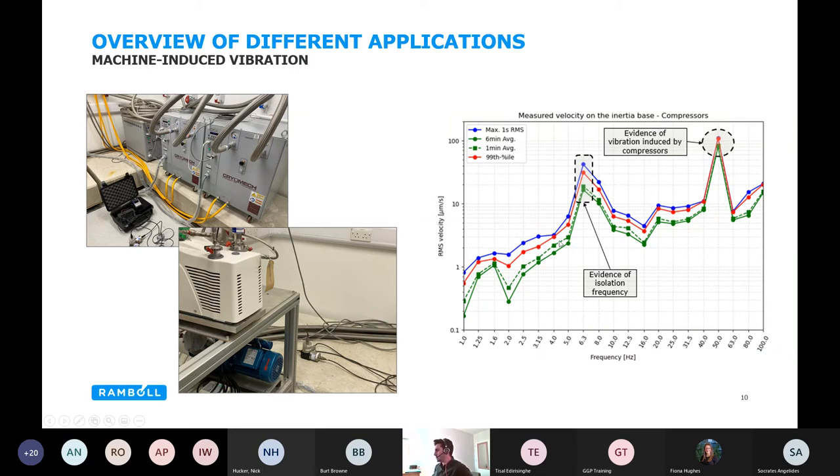And here we can see the measured vibration levels in the vertical direction. And we have this local amplification here, which is evidence of the isolation frequency for that inertia base system. Here we have a peak that is representative of a steady state excitation coming from the compressors at 50 Hertz.